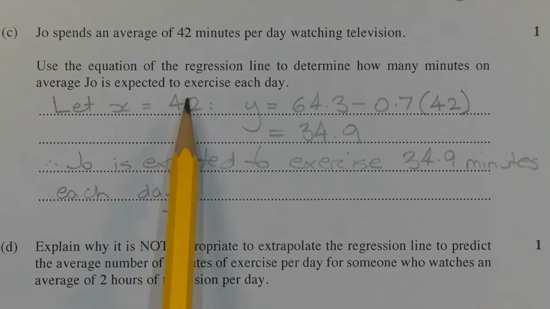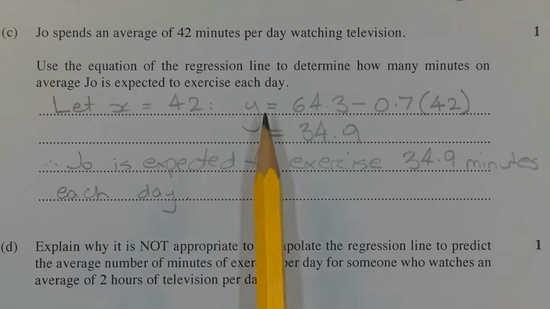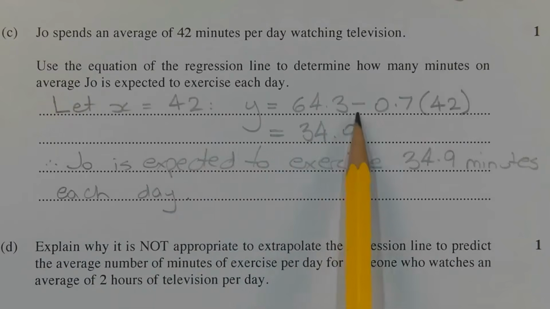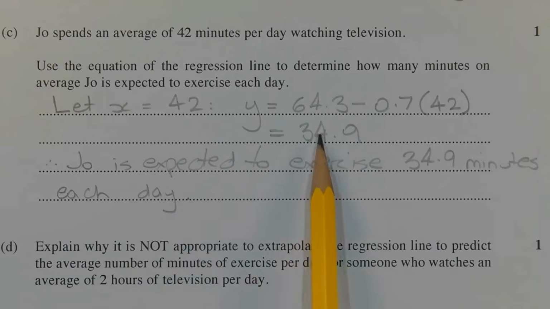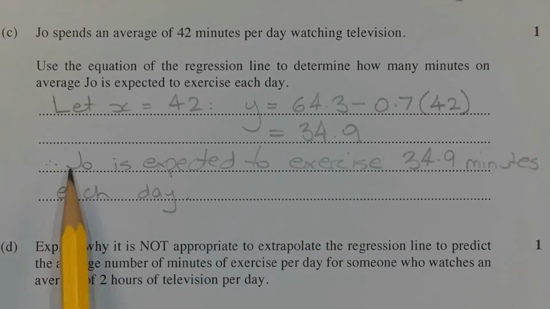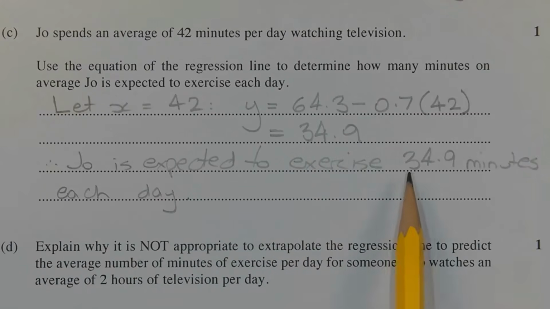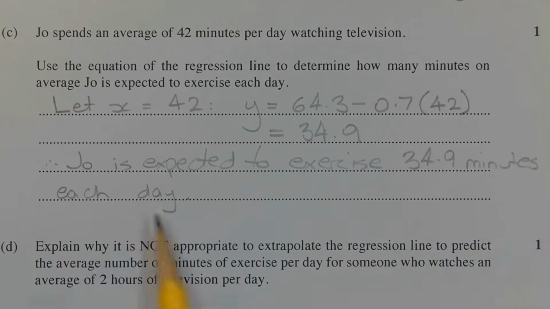Let x equal 42 and substitute that value for x in the equation of the least squares regression line, which is y equals 64.3 minus 0.7 times x. So y is equal to 64.3 minus 0.7 times 42, which equals 34.9. Therefore, Joe is expected to exercise 34.9 minutes each day.